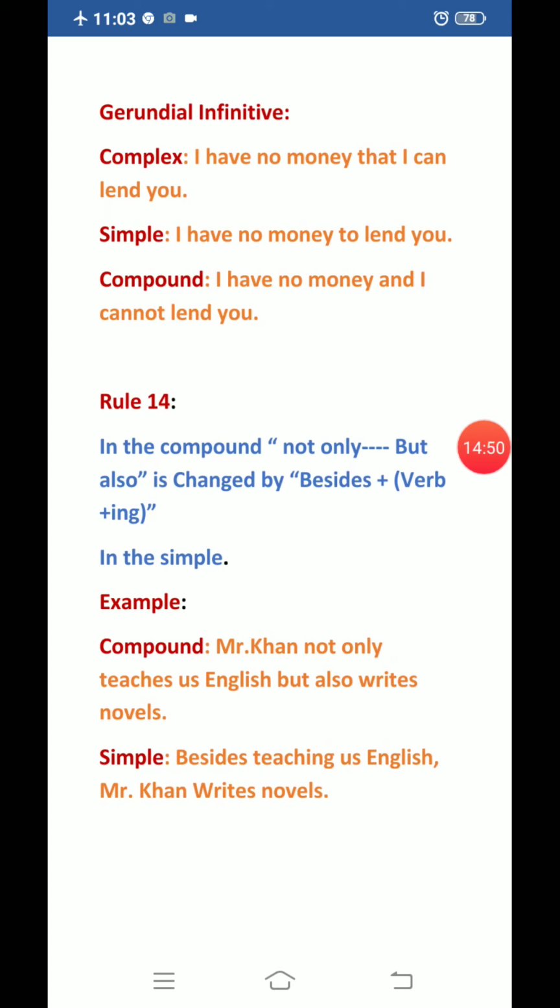Rule number 14. In compound sentences, "not only but also" is changed by "besides plus verb plus ing" in the simple sentences. Example, compound: Mr. Khan not only teaches us English but also writes novels. Simple sentence: Besides teaching us English, Mr. Khan writes novels.